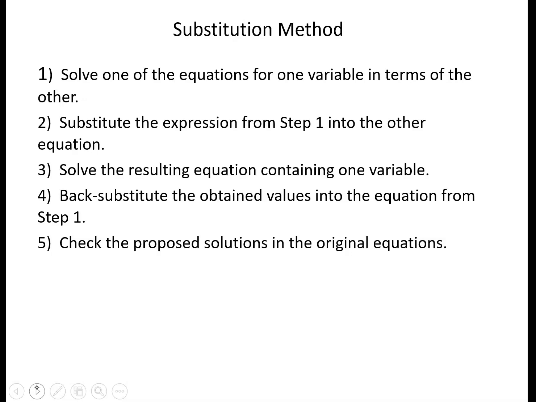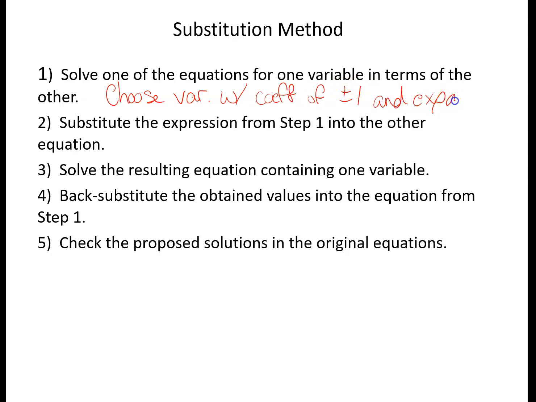So let's make a note here on step 1. Solve one of the equations for one variable in terms of the other. Choose a variable with coefficient of positive or negative 1 and exponent of 1. So you want the coefficient to be 1 or negative 1. You want the exponent to be a 1 on the variable that you isolate.